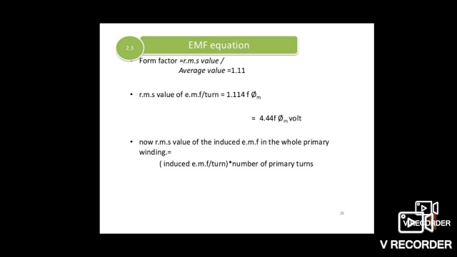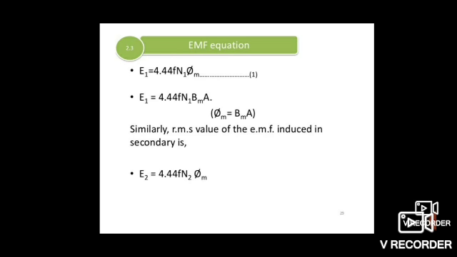Now the RMS value of the induced EMF in the whole primary winding is equal to the induced EMF per turn times the number of primary turns. Therefore, the equation becomes E1 equal to 4.44 F into N1 into phi m.